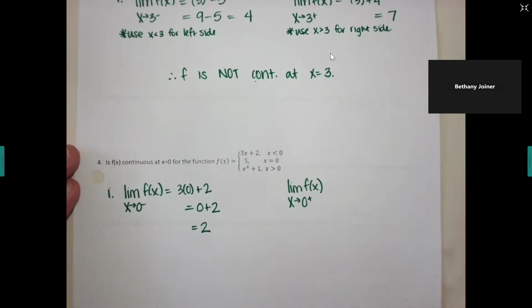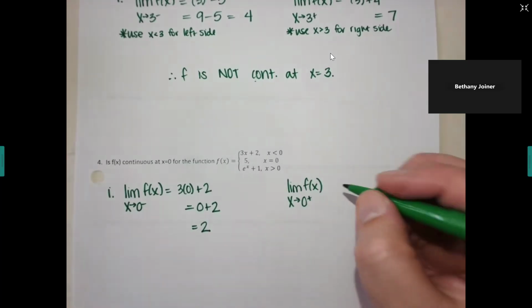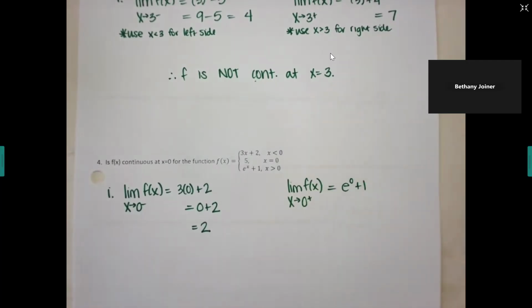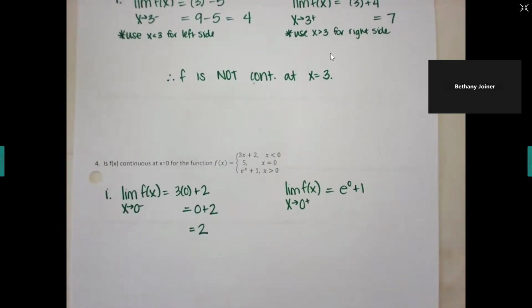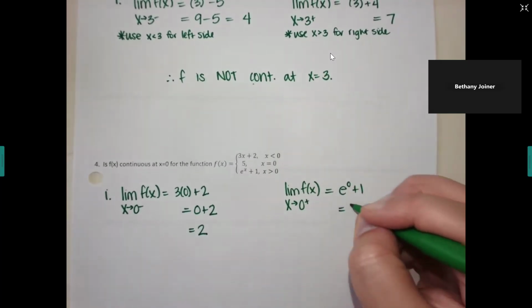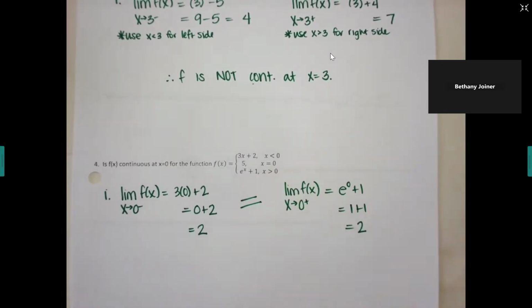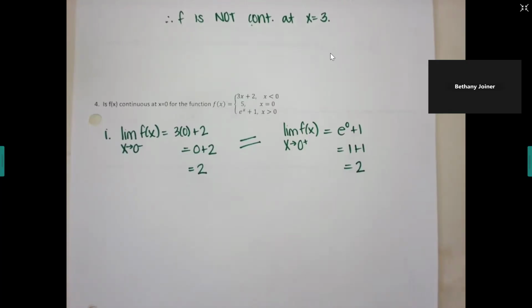2 is right. Then for my bottom one, 0 from the right is going to be greater than 0. Which means it'd be e to the x, so e to the 0 plus 1. What's e to the 0? 1, plus 1 is 2. So big equals in the middle. Those did equal each other.